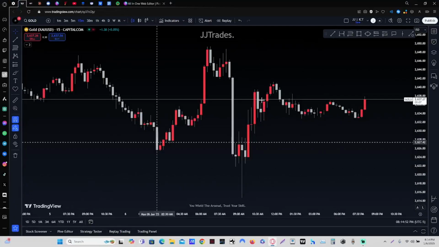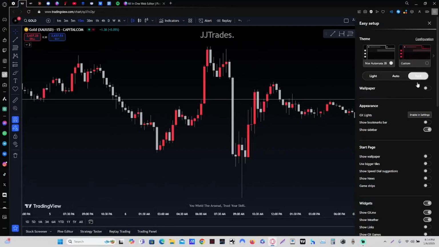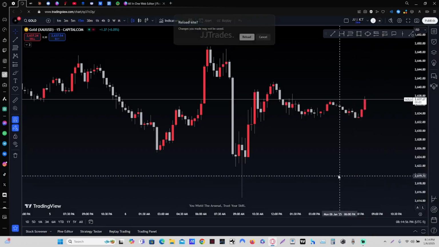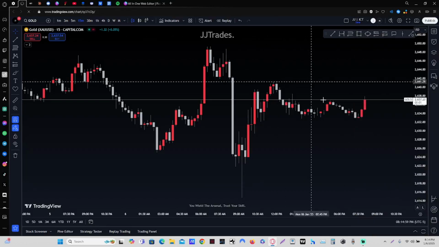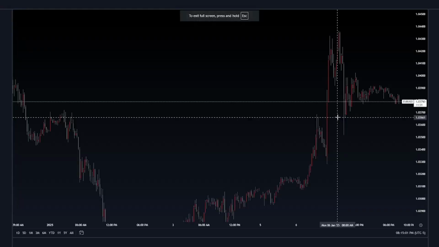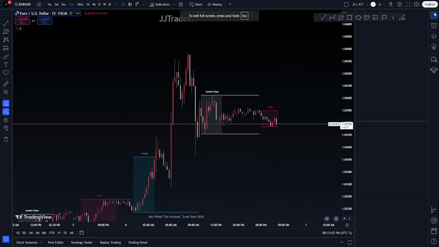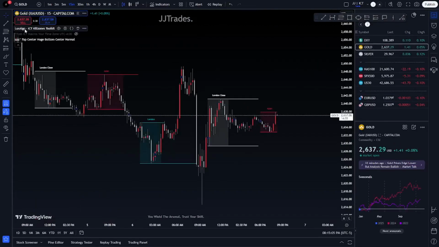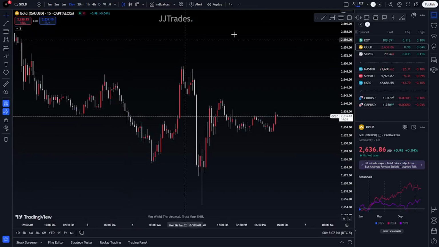Actually, I'm sick of those ads right there. Let me just turn on my ad blocker. Give me just a second. Ad blocker. There we go. That's better.